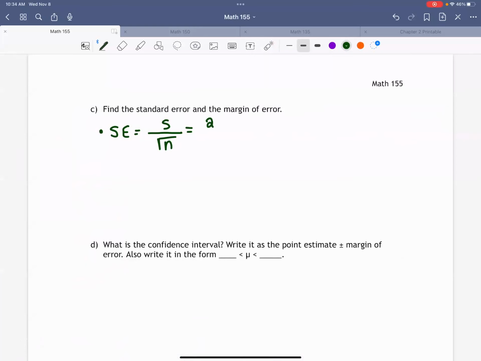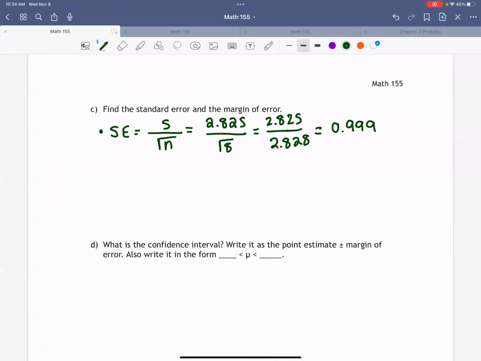I know that S is 2.825. I know that n is 8. Once I'm here, I personally like to do the square root, write it down, and then divide, unless you have a nice fancy calculator that can do it all at once. Because if I don't do this, then I kind of mess up. The square root of 8 is 2.828. And then when I divide this together, you should get something along the lines of 0.999.